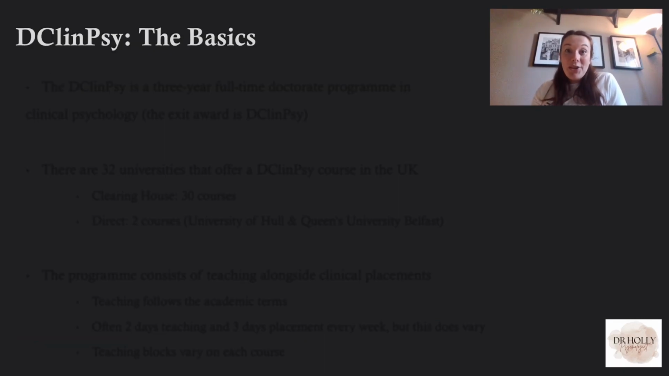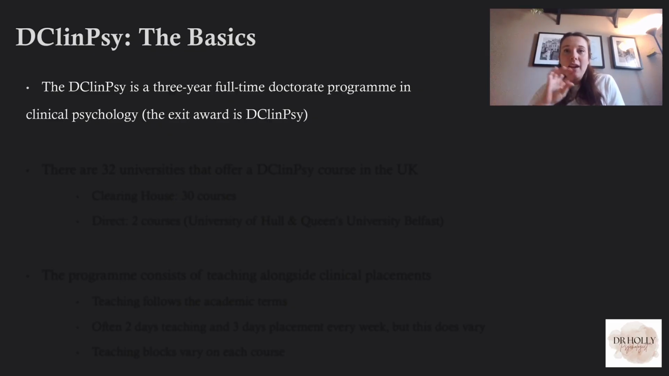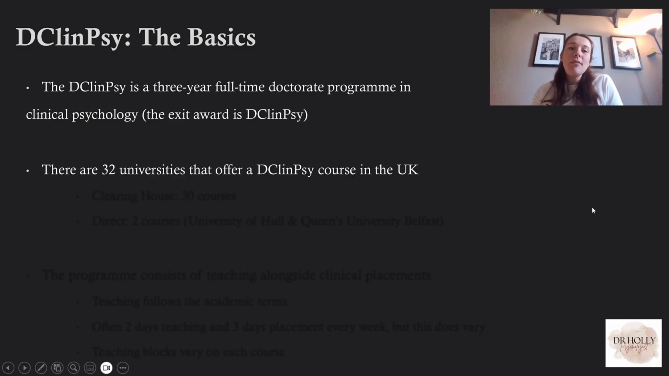So let's move on to the basics. Okay, the DClinPsy is a 3-year full-time doctorate program in clinical psychology, and the exit award is DClinPsy. So they are often the letters after your name. It might be DClinPsych, it might be DCP, it might be other things. That's usually what it is. And currently there are 32 universities that offer a DClinPsy course in the UK.